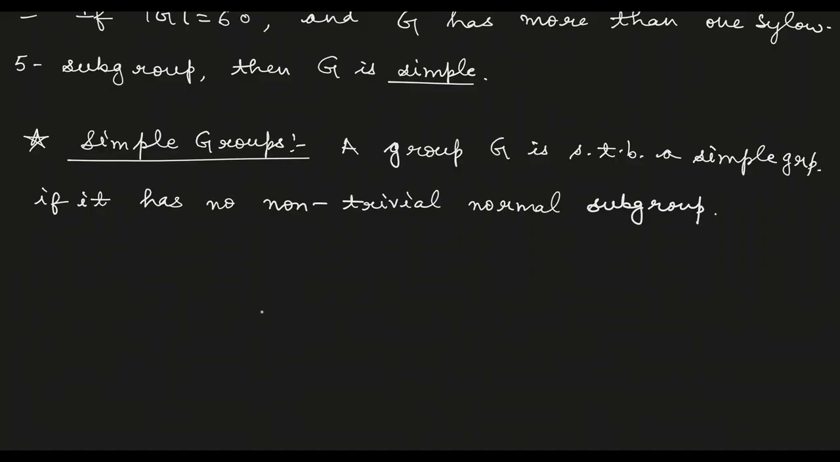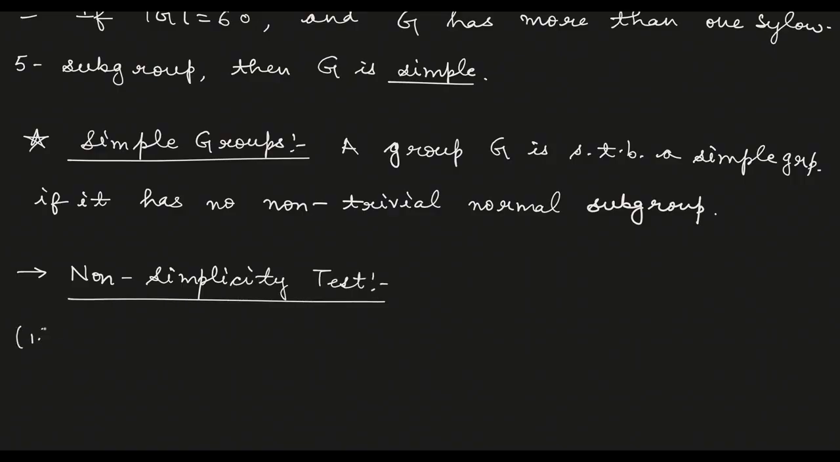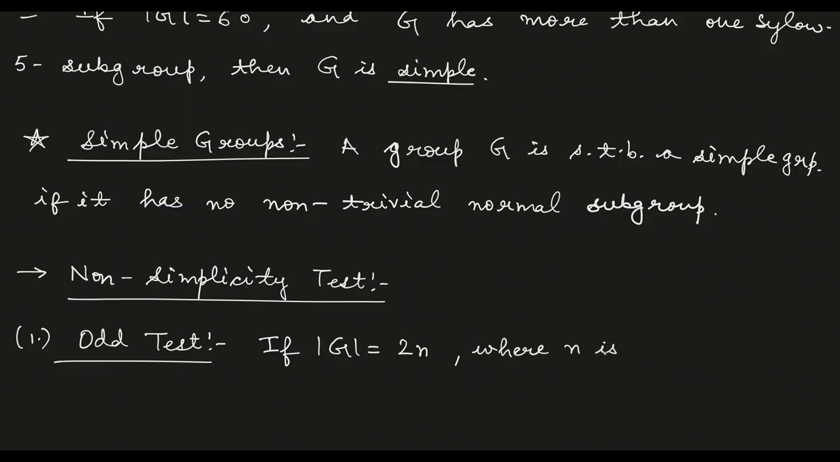Next, the non-simplicity test. How to check whether the group is simple or not. Non-simplicity test. First, the odd test. If the order of group G is equal to 2n, where n is an odd number greater than 1, then G is not simple.